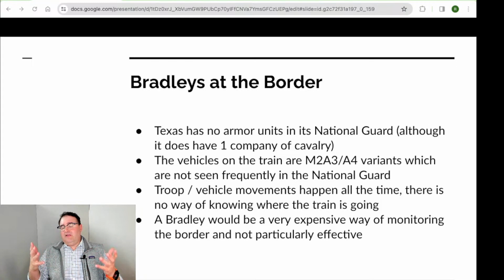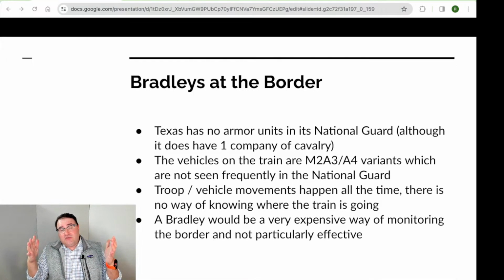And the final thing is that a Bradley would be a very expensive way of monitoring the border and not particularly effective. The Border Patrol still uses horses. Why? Because on a horse you're high up, you can see really far. Horses can go over rugged terrain. A Bradley would eat fuel like crazy.